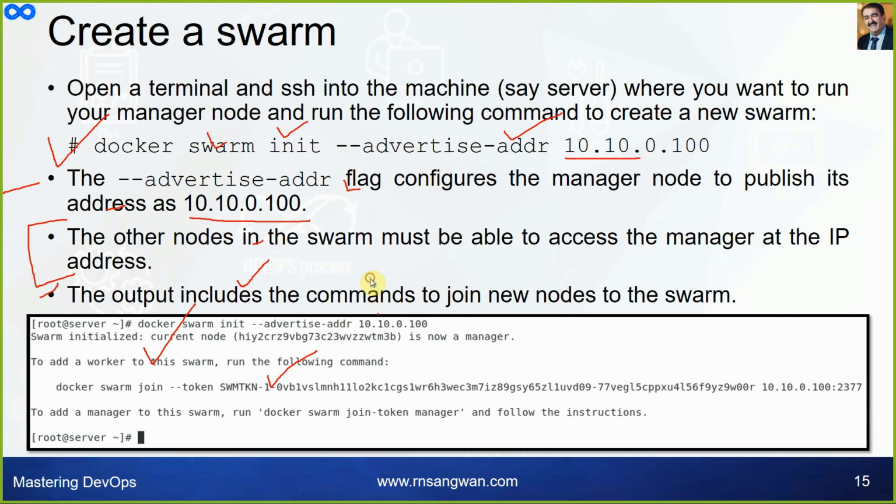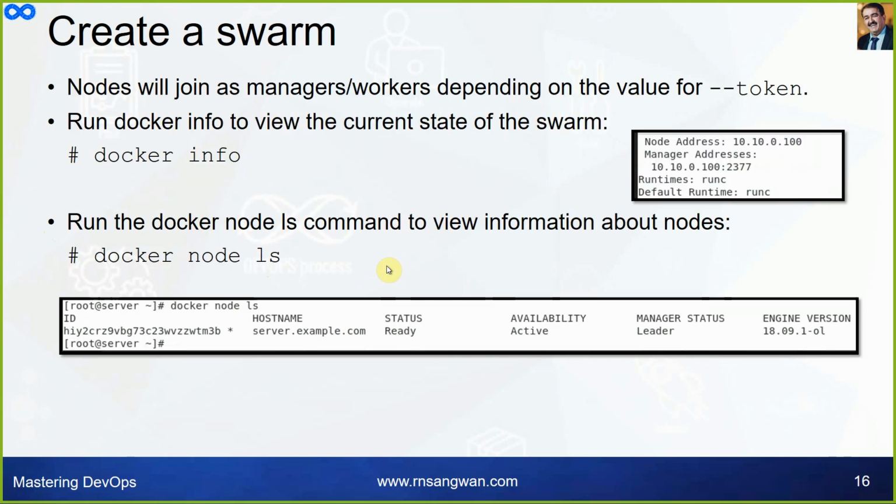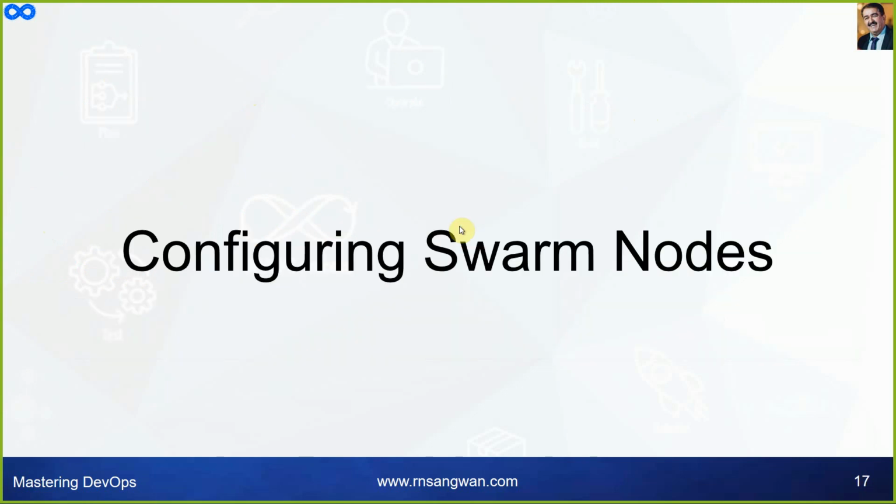The output includes the command to join new nodes to the swarm. So docker info will give you the information about the cluster, that is the node address and the manager and its address. And if you use docker node ls, that will give you the nodes participating in the cluster.